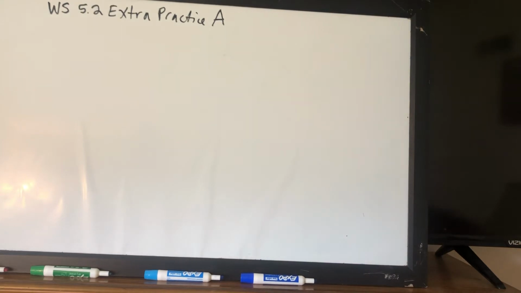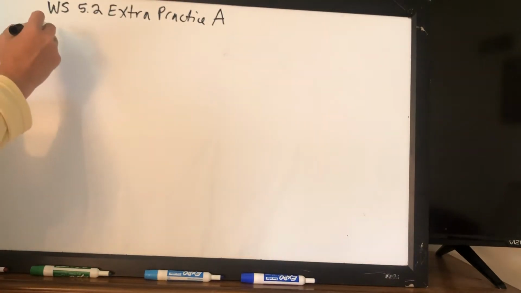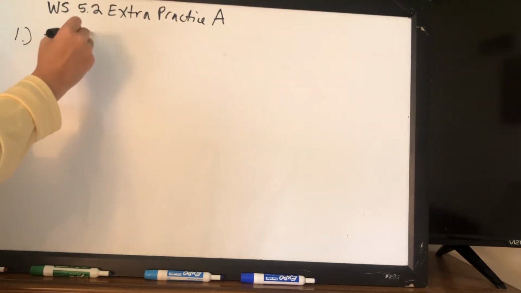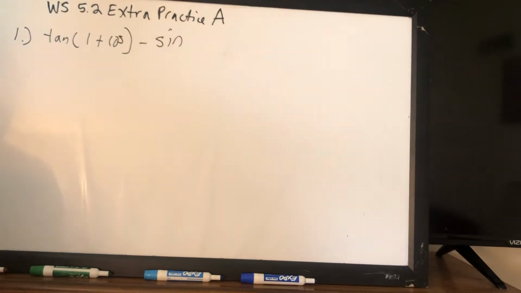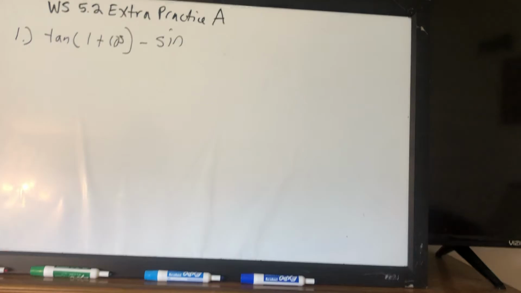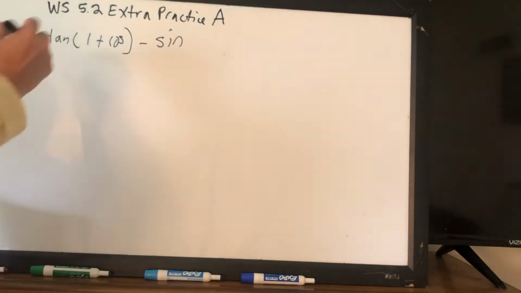I wanted to post, in addition to the answers for practice A, the work, okay? So we just had to do the 1 through 8. For number 1, we had tangent times the quantity 1 plus cosine minus sine. The first 4 were just simplifying. These to me are a little bit harder because you don't exactly know where you're going, but you're just trying to smush everything the best you can.